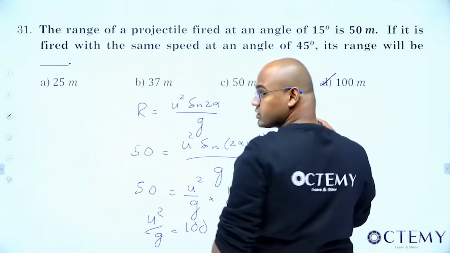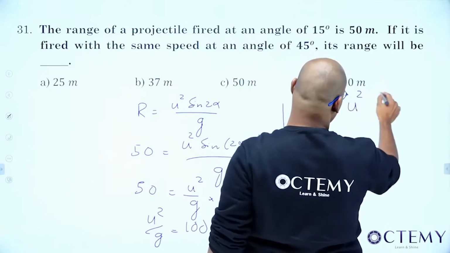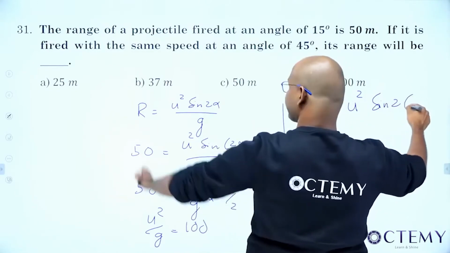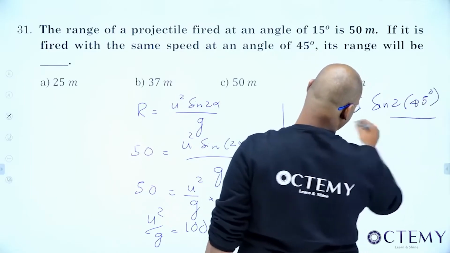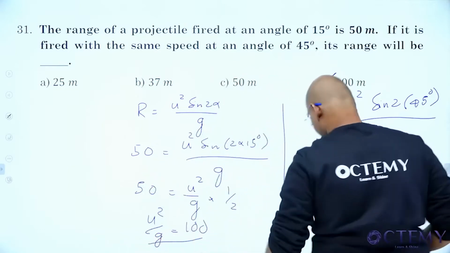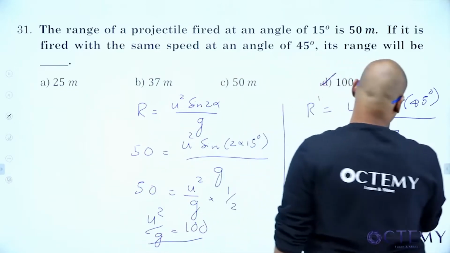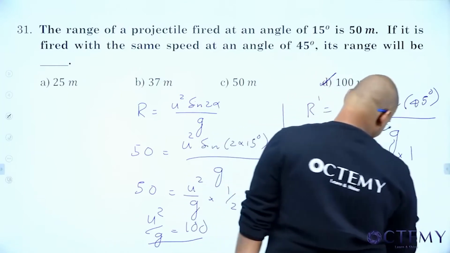The next case, range R dash is equal to same u square by g, projected at an angle of 45 degrees, sine 90. R dash, I got u square by g is equal to how much? 100 into sine 90, which is 1. So what is my new range? 100 meters.